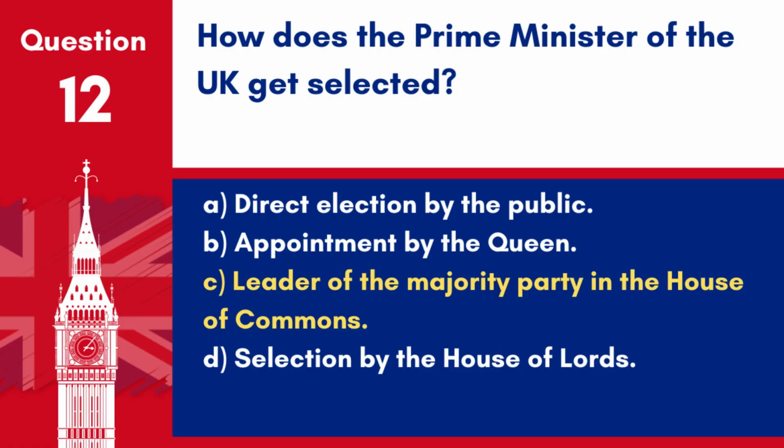Answer. C. Leader of the majority party in the House of Commons. The Prime Minister is typically the leader of the political party that can command a majority in the House of Commons and is formally appointed by the Queen.